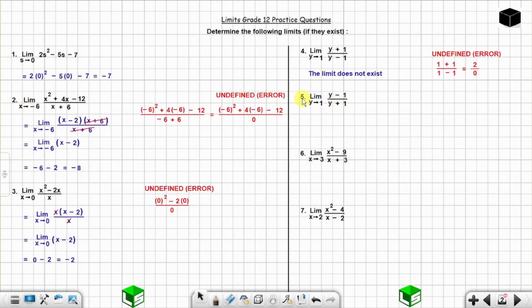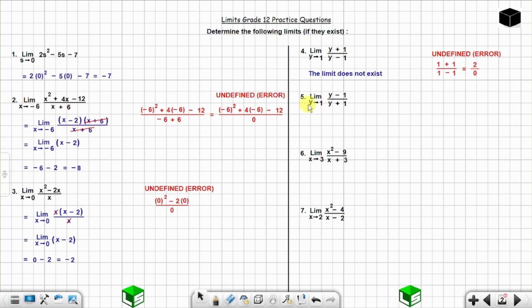Now question 5, determine the following limits if they exist. The limit as y approaches 1 of this. You can see this question is a bit different from the previous question. You have plus at the top, but here you have minus at the top. You have minus at the bottom, but here you have plus at the bottom. So the way to answer this question, always start by substituting 1 for y.